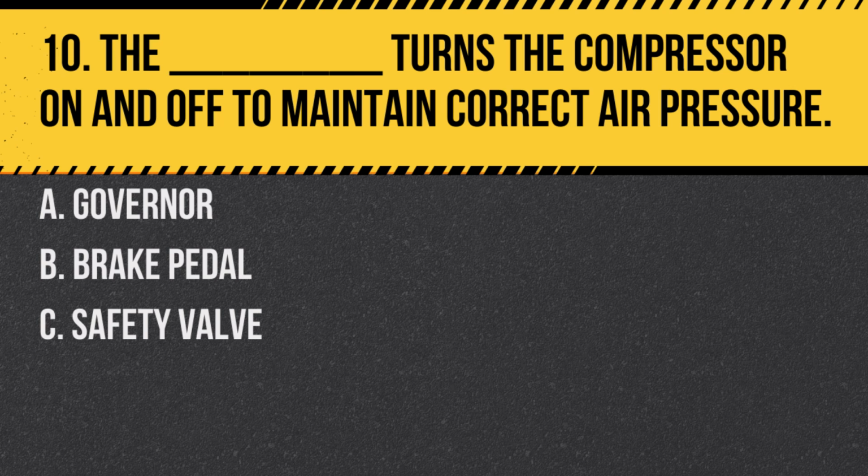Question 10. The blank turns the compressor on and off to maintain correct air pressure. A. Governor. B. Brake pedal. C. Safety valve. Answer: A. Governor. It ensures the air pressure remains within the correct range.